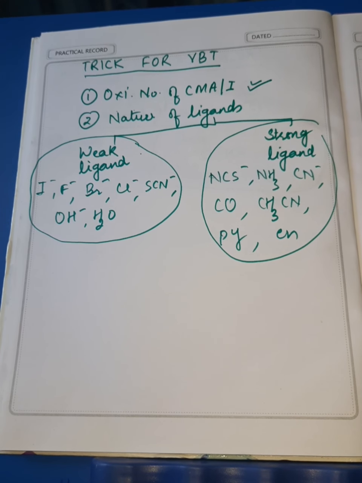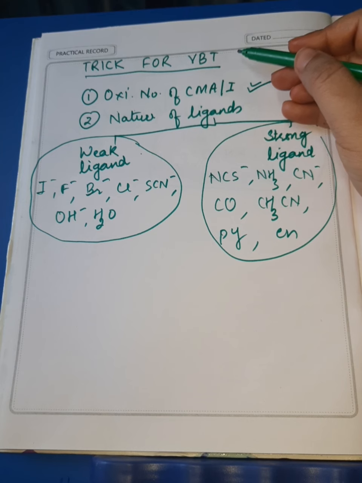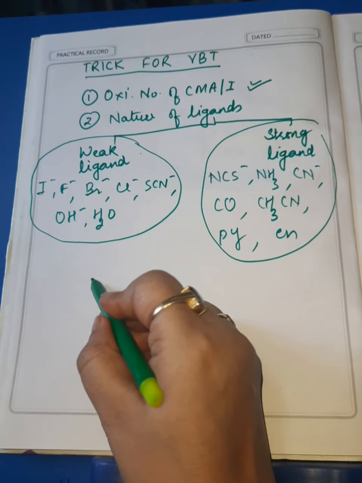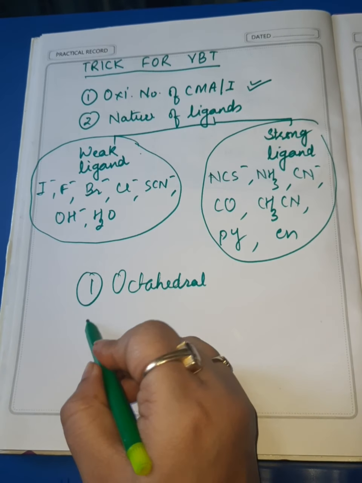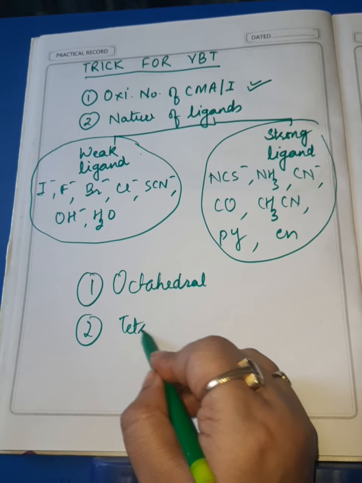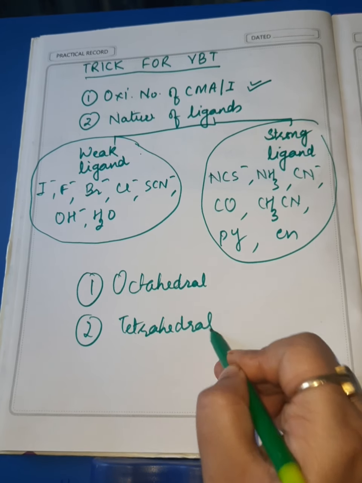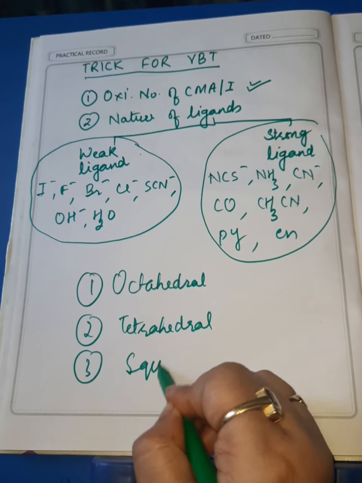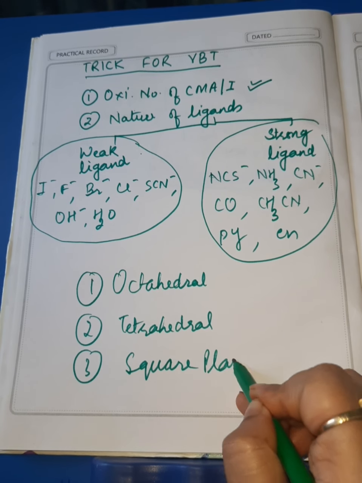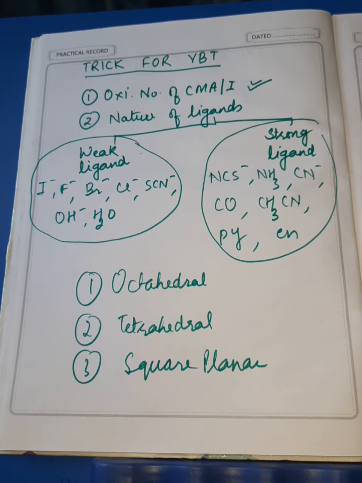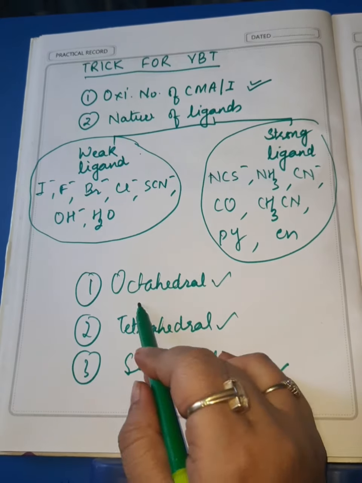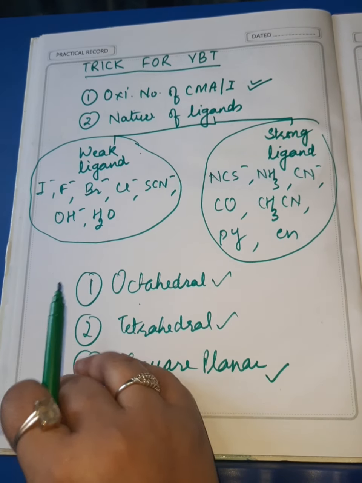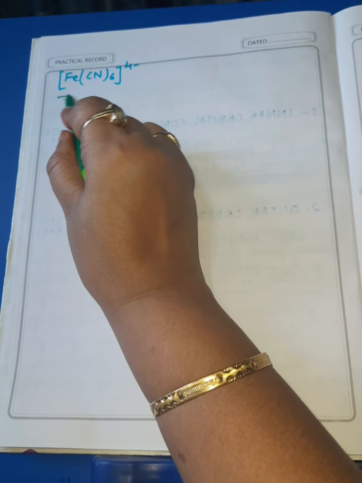Now we are going to apply this valence bond theory in the study of three kinds of complexes. Number one, we'll study octahedral complexes, number two, tetrahedral complexes, and number three, square planar complexes. So we'll study valence bond theory according to the geometry of the complexes: octahedral, tetrahedral and square planar. First I am going to teach you octahedral complexes. In the octahedral complex, I have taken one example. You can see the example written here.